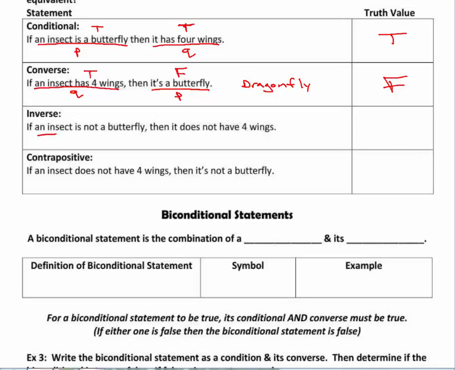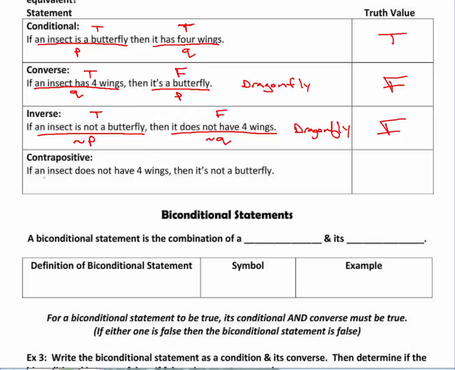Okay? If an insect is not a butterfly, so there's that word not. So that is not P. Then it does not have 4 wings. That is not Q. So is it possible that an insect is not a butterfly? Sure. So that's true. That can happen. But does that necessarily mean that it doesn't have 4 wings? That's false, because again, our dragonfly, right? It's not a butterfly, check. But it doesn't have 4 wings. That's not check. So dragonflies do have 4 wings, so that's false, which makes our entire statement false again.